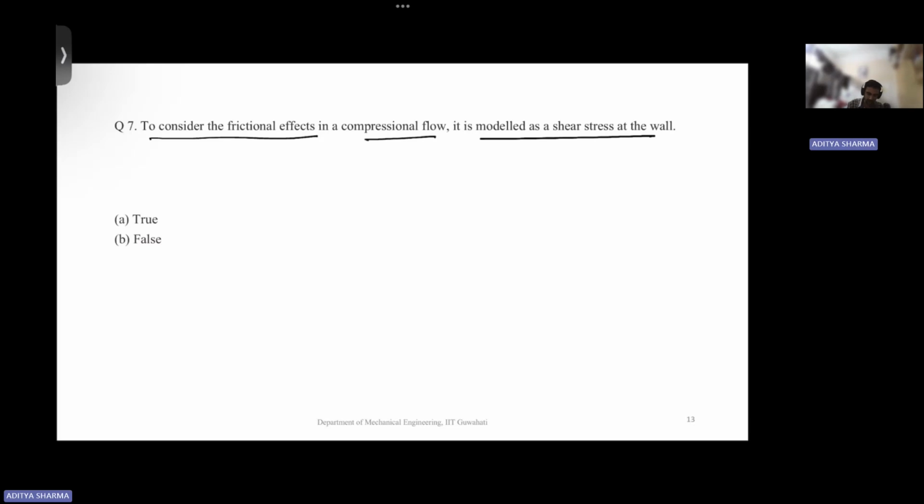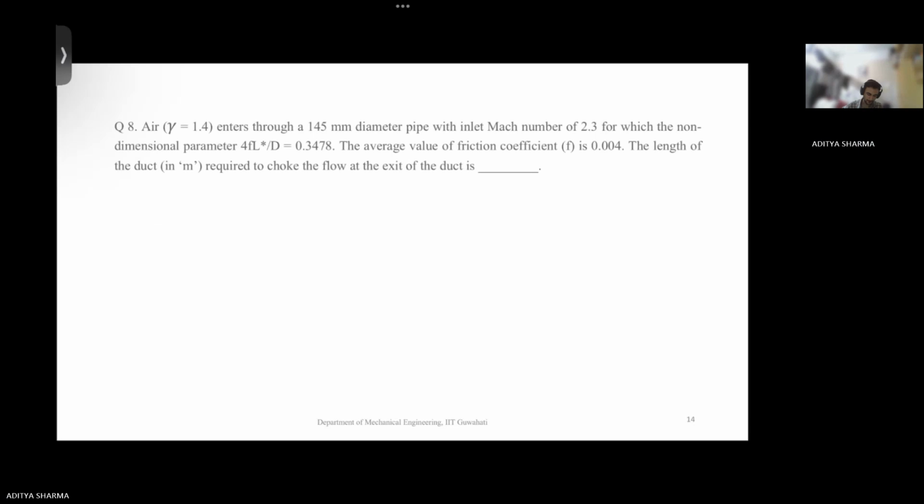To consider the frictional effects in a compressible flow, it is modeled as a shear stress at the wall. So this is correct. Then next question is, so this is there.